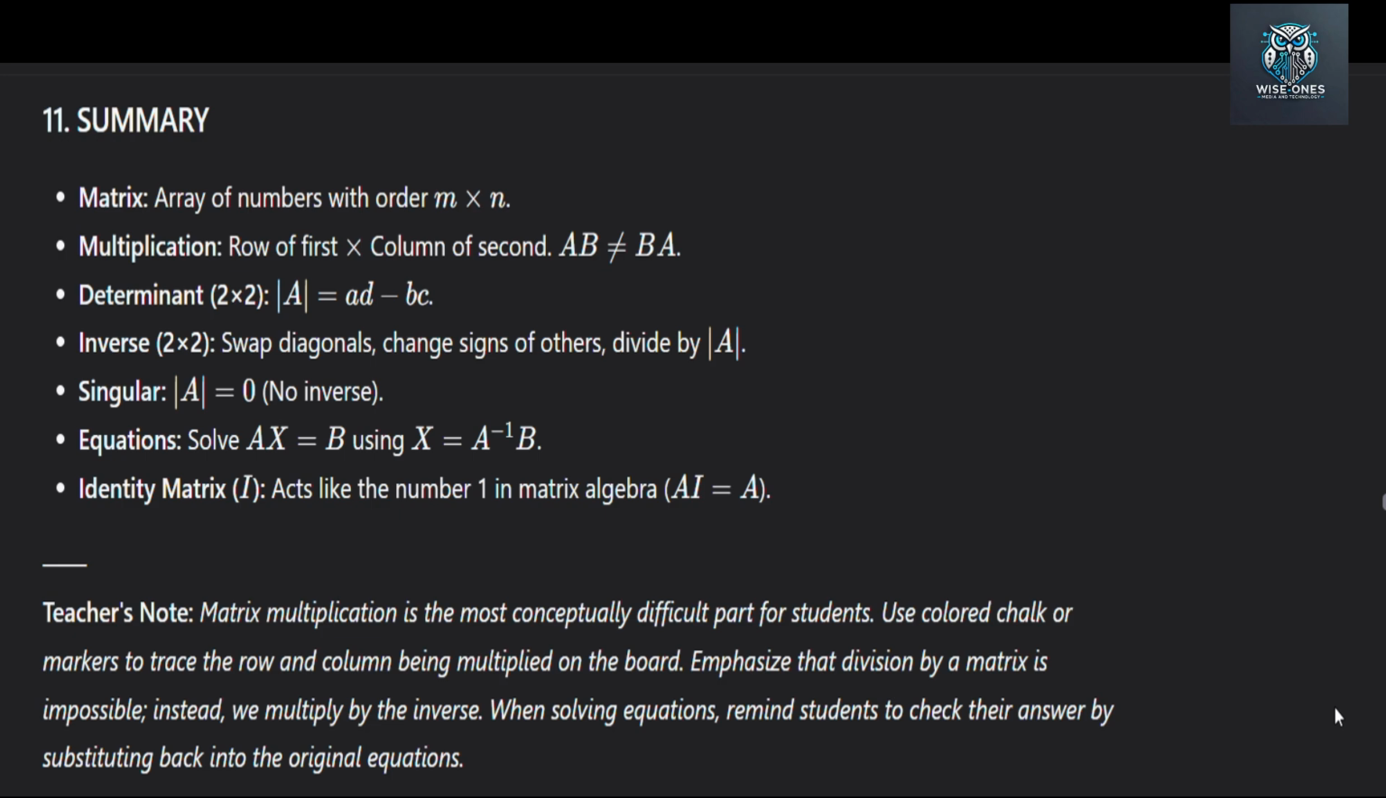Here are some teacher's tips for WAEC. Matrix multiplication is the most conceptually difficult part. Use colored chalk or markers to trace the row and column being multiplied on the board. Emphasize that division by a matrix is impossible. Instead, we multiply by the inverse. When solving equations, remind students to check their answer by substituting back into the original equations. And always check the determinant before finding the inverse.